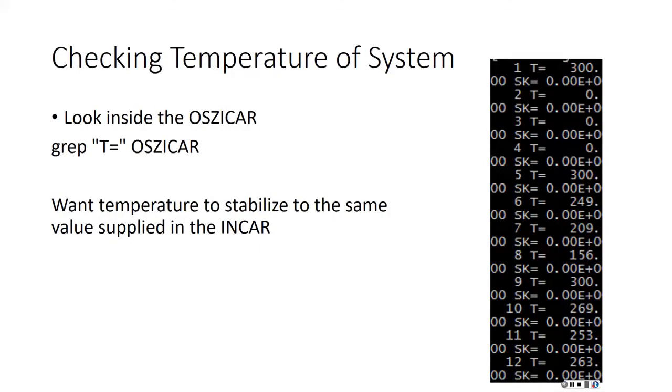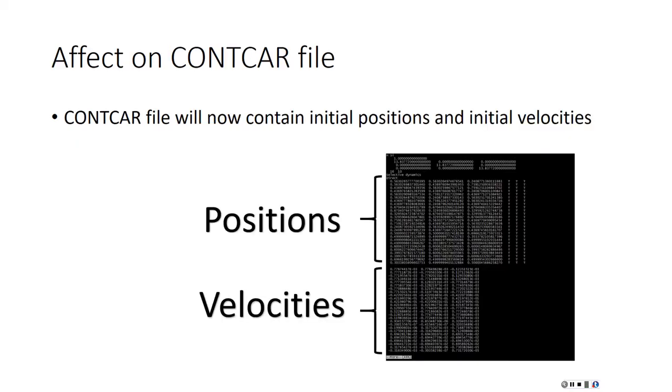So then you want to keep track of the temperature of your system as it goes through its heating, because it's not going to heat in like 5 steps. It kind of takes some ionic time for it to do that. You can find that by looking in the OSZICAR output from VASP, and then you can just grep T= from OSZICAR, and it'll give you this line here. You can see for step 1, it's at 300. It drifts some, and then you can just track that for the entire trajectory. Ideally, you want it to stabilize at the temperature that you set in the INCAR. That's when you know it's ready to move on to your molecular dynamics.